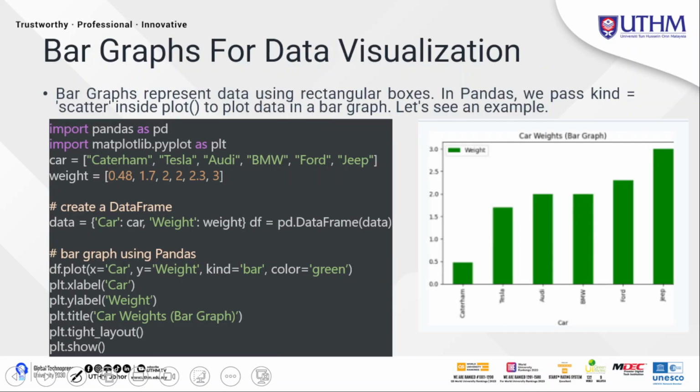Next, bar graph for data visualization. Also similar to the line graph and the scatter plot. So we use the kind, which is bar. They mention a green color. X-axis, Y-axis, title, plot type, layout. They have a tight layout and then show. So this is your final output.